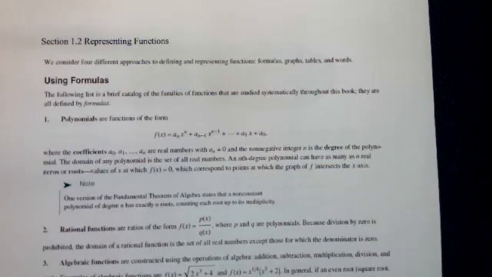The nth degree polynomial can have as many as n real zeros or roots, which are values of x where f of x does equal 0. And if you were to graph it, it corresponds to points at which the graph of f intersects the x-axis.